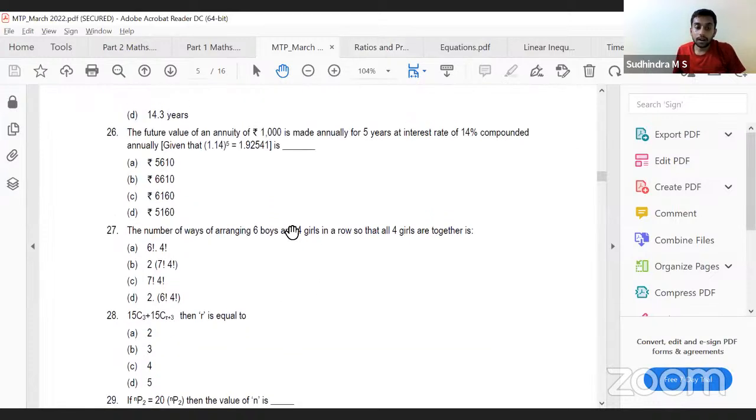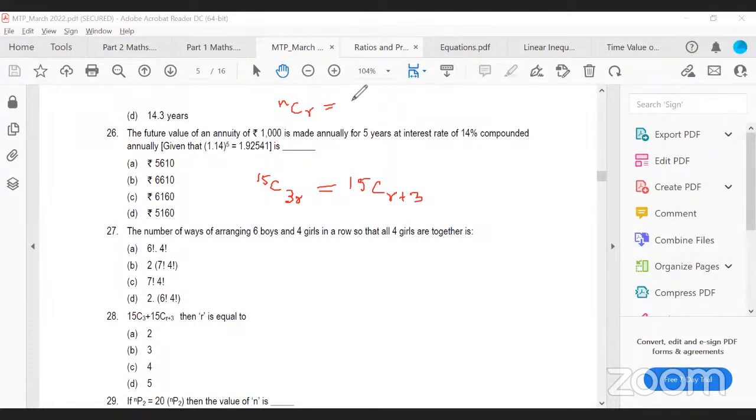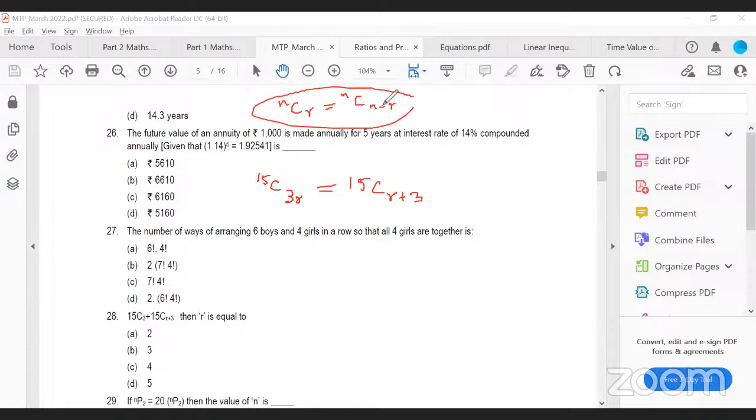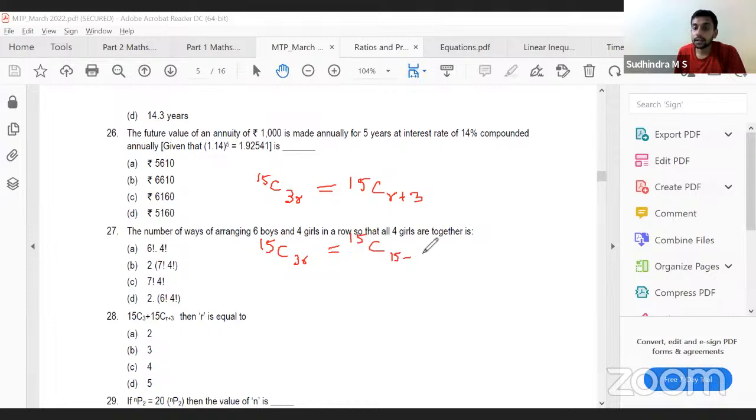Next one. Okay, this is again, the question is wrong. We can redraft it. 15C3R is equal to 15C(R plus 3). Then what is R? So here we have to apply one of the concepts: nCr is equal to nC(n minus r). That concept should be applied here. R equal to 3. Correct. So applying this, nCr is equal to nC(n minus r), we can say 15C3R is equal to 15C(15 minus (R plus 3)).